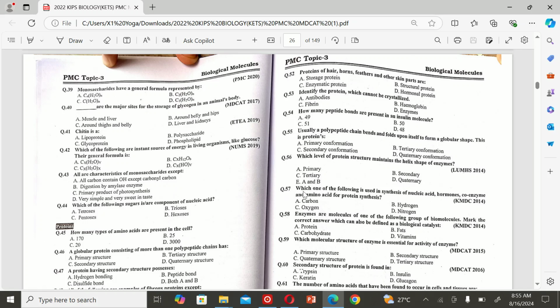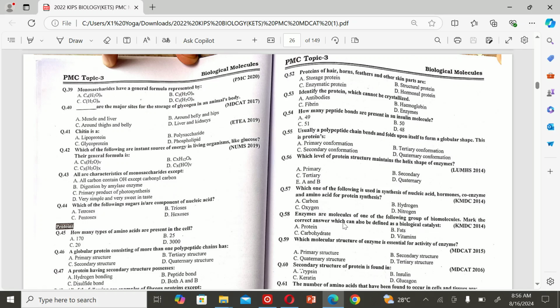The next MCQ is: which one of the following is used in synthesis of nucleic acid, hormones, coenzymes, and amino acids for protein synthesis? A, carbon, B, hydrogen, C, oxygen, and D, nitrogen. So the correct option is A, carbon.